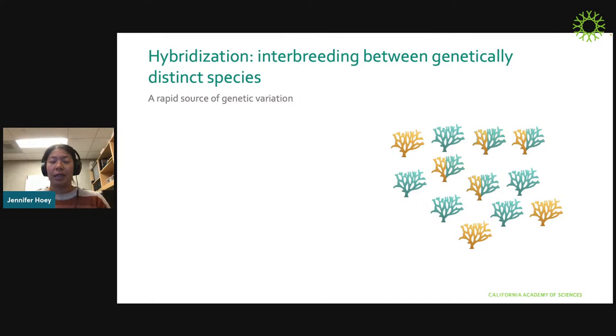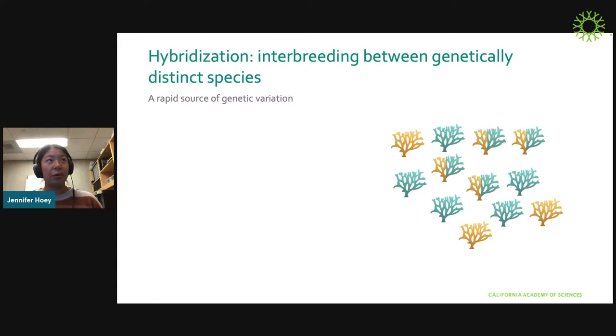So if we continue along in this example, if new genetic material from the yellow population is advantageous, natural selection will favor this genetic material. And then individuals with genes from the yellow population will have higher fitness, and eventually over time, they will survive better and have more offspring, and that will increase the frequency of these yellow genes in the population.